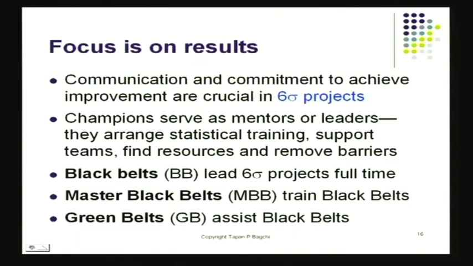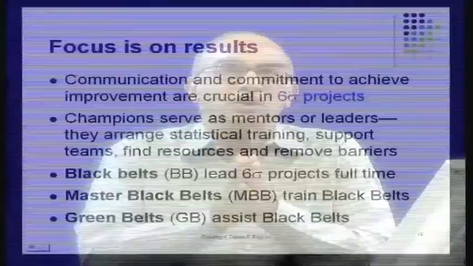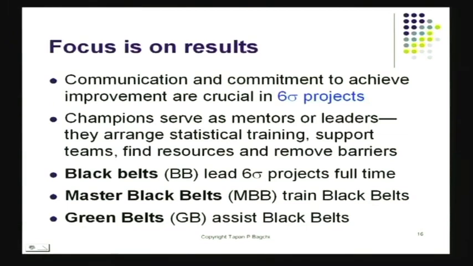Now, who are the people who are culturally oriented toward this? These are the black belt people. The black belts are specially trained people. They know a lot of statistics, all these statistical techniques and so on. They are the ones who lead Six Sigma projects full time. That's their job. Then, of course, you've got master black belts. Master black belts are the supports. They train black belts in turn.